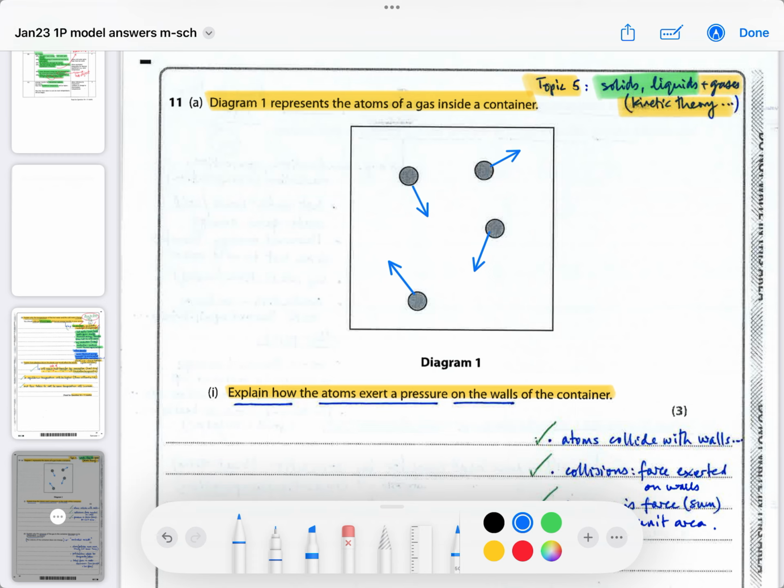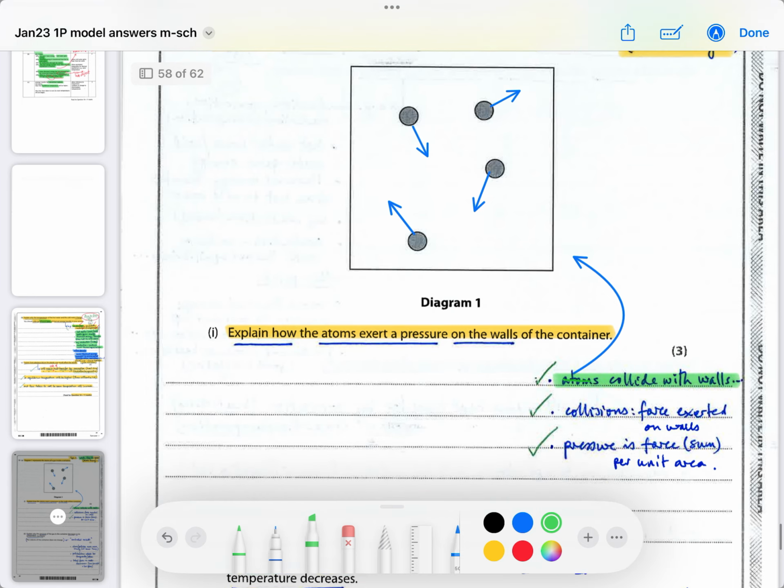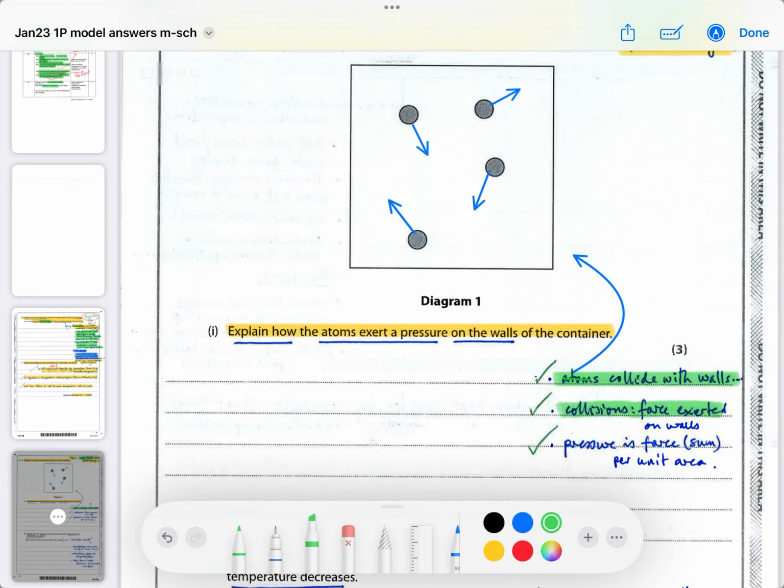So a good way of putting it into your diagram is adding arrows to show the velocity vectors. Now you can say in your answer that the atoms collide with the walls periodically. Yes, they keep on colliding, and collisions are effectively forces exerted on the walls. If there are forces constantly hitting these walls, the combination of all these mini collisions with these atoms is what pressure is. Pressure is the total force, the sum of the forces of the collisions, divided by the area of the walls. So that's how pressure is exerted.